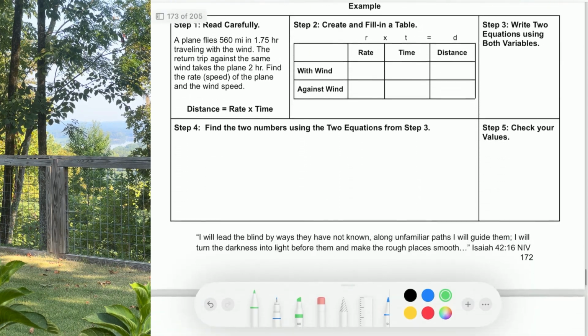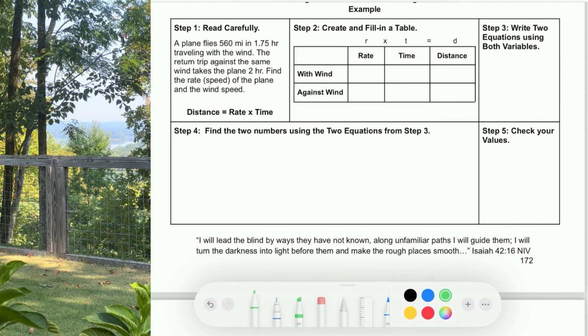All right, let's look at our last example here. We're going to be dealing with rate and time equaling distance again, but this time we're going to be dealing with a plane. So it says, read carefully, a plane flies 560 miles in 1.75 hours traveling with the wind. The return trip against the same wind takes the plane 2 hours. Find the rate or the speed, basically, of the plane and the wind speed.